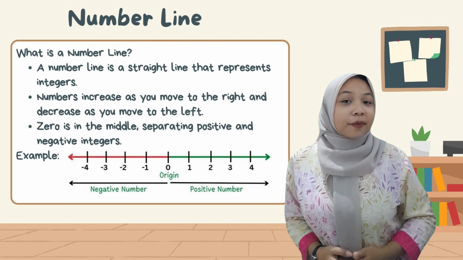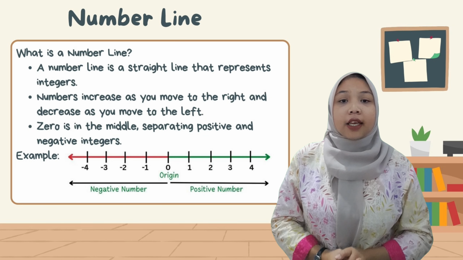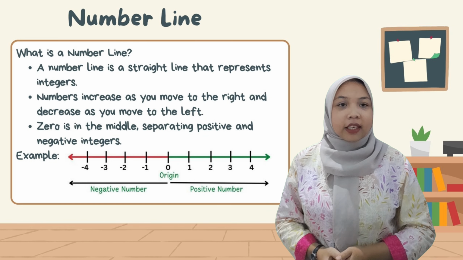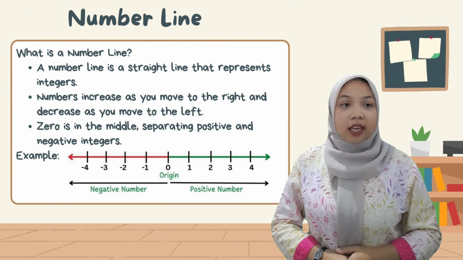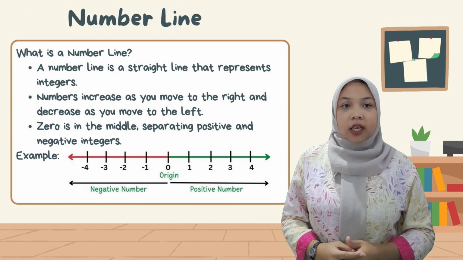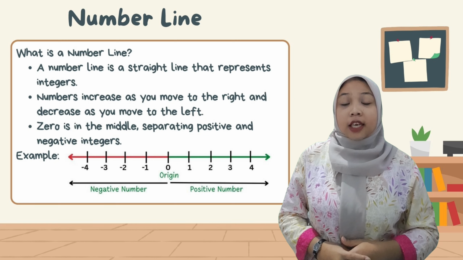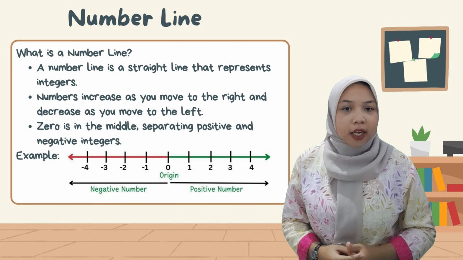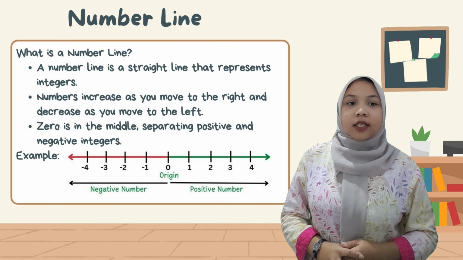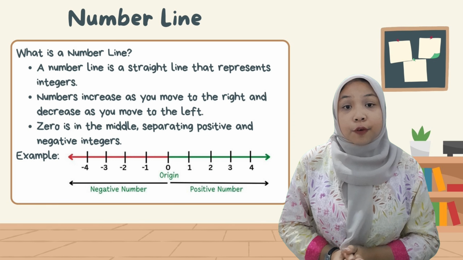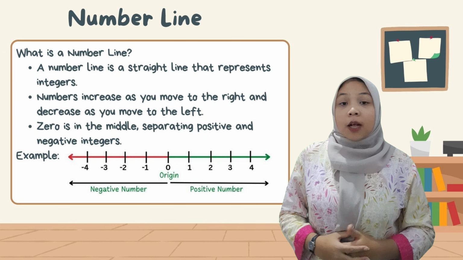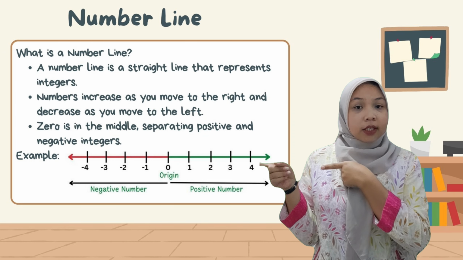Okay, the next material is the number line. What is a number line? A number line is a straight line that represents integers. Numbers increase as you move to the right and decrease as you move to the left. 0 is in the middle, separating positive and negative integers. For example, pay attention to the following image.